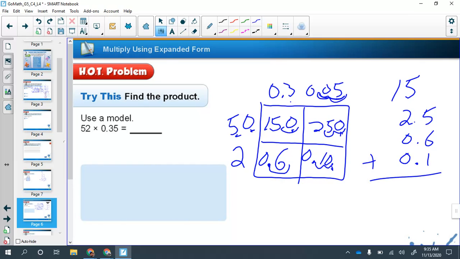Now we're going to add them together. 5 plus 6 is 11, plus 1 more is 12. Put my decimal in my answer. 5 plus 1 is 6, plus 2 is 8. And then 1 plus nothing is 1. So my answer is 18 and 2 tenths.